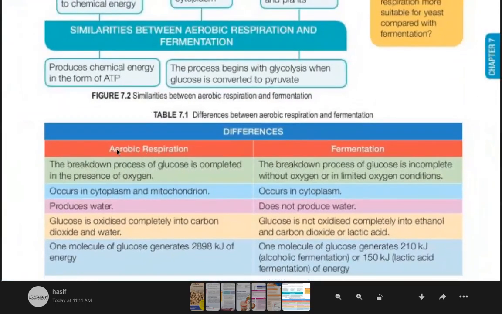Okay, this is the difference between them. So kalau aerobic respiration, the breakdown of glucose is complete. Tapi kalau ini, the breakdown of glucose is incomplete. Yang ni with the presence of oxygen. Yang ni without oxygen ataupun limited oxygen condition. Okay, lepas tu yang ni occur in cytoplasm and mitochondria. Tapi kalau fermentation occur in the cytoplasm. Okay, the next one. Kalau aerobic respiration, it produce water.